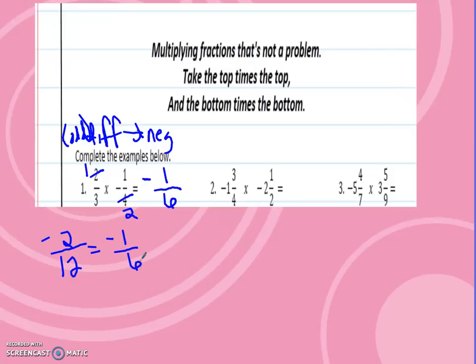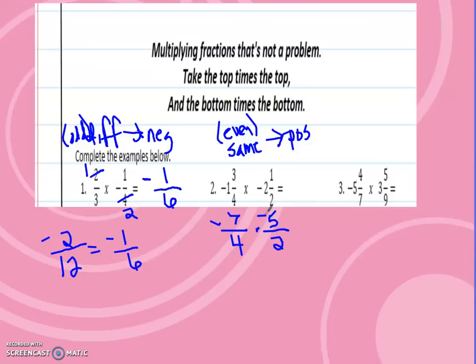All right, let's take a look at number 2. The signs are the same, so the answer is going to be positive, or there's an even amount. But first, this is a mixed number. We got to make it improper. 4 times 1 is 4, plus 3 is 7. So I have -7/4. 2 times 2 is 4, plus 1 is 5. We have 5/2. This 7 and 2 will not simplify. This 4 and 5 will not simplify. So we're just going to multiply.